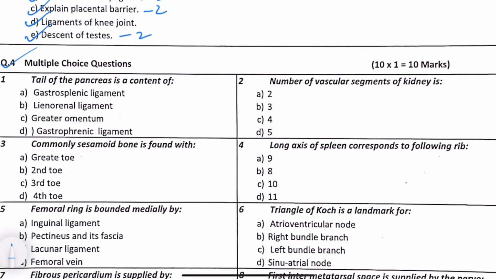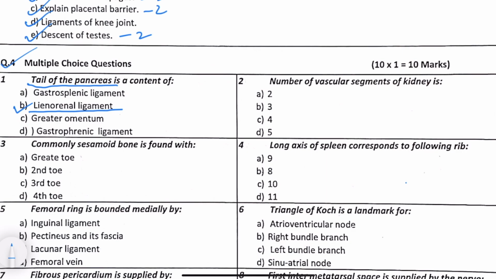There are 10 MCQs. The first one here: tail of pancreas is a content of gastrosplenic ligament, linorenal ligament, greater omentum, gastrophrenic ligament. So remember that pancreas is a retroperitoneal structure and spleen is connected to the parietal peritoneum with the help of the linorenal ligament, which is in front of the left kidney. So pancreas and its vessels being retroperitoneal, remember that the tail of pancreas reaches the hilum of the spleen through the linorenal ligament. Answer here is B.